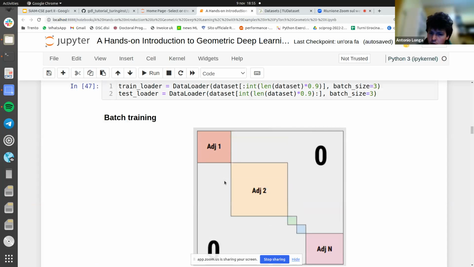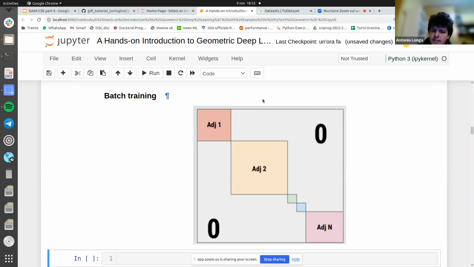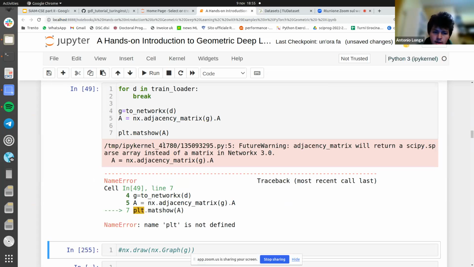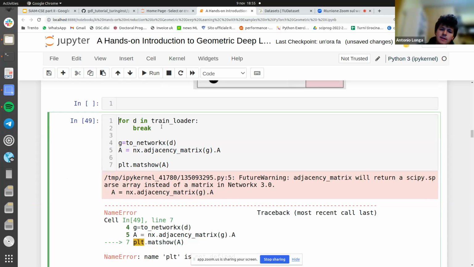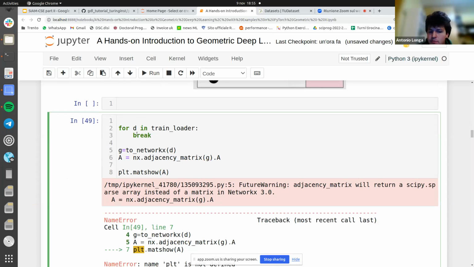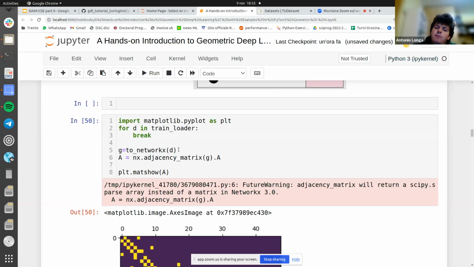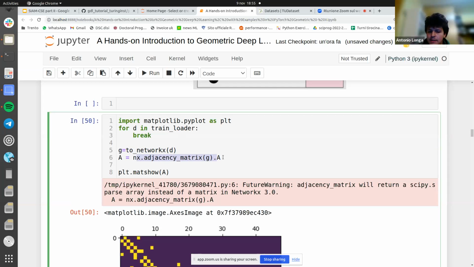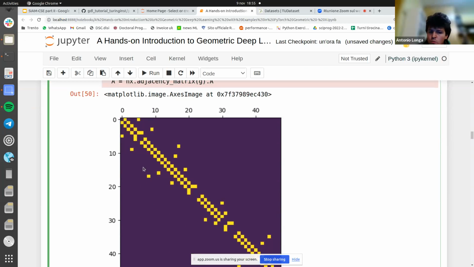And just to show you what I did here, I put a batch size equal to 3, and then I'm taking one of them, so I'm iterating over our train loader, and I break after the first iteration just to show you. Okay, and then I converted the graph in NetworkX as I did before. I used NetworkX to get the adjacency matrix that is a sparse matrix. I'm using .A to achieve a dense matrix. And then I'm using matshow to show the graph, this super adjacency.